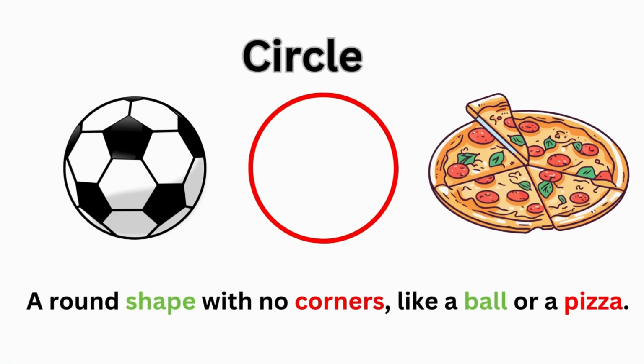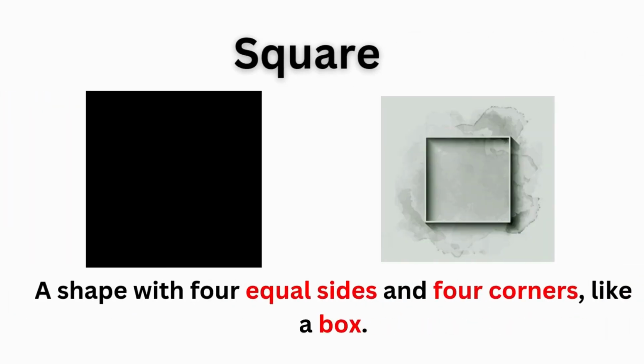Circle. A round shape with no corners, like a ball or a pizza. Square. A shape with 4 equal sides and 4 corners, like a box.